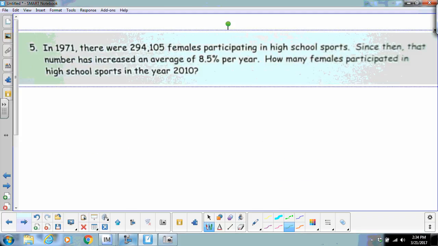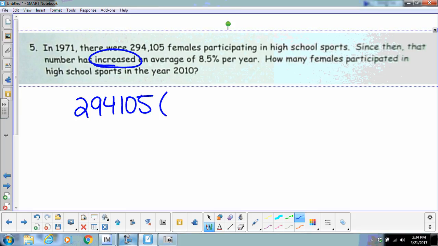Okay, I'm going to skip here to number 5. Okay, this one's going to ask you to do it all in one problem, I believe. 1971, there were 294,105 females participating in high school sports. Since then, that number has increased, so now we know it's growth by 8.5% per year. Okay, so we're going to start with our initial 294,105. Increase means 1 plus, remember, move it 2 times, 0.085. How many females participated in 2010?